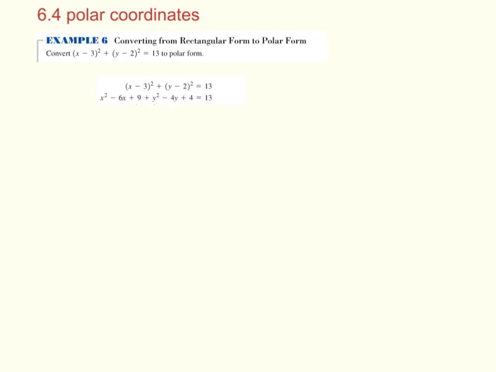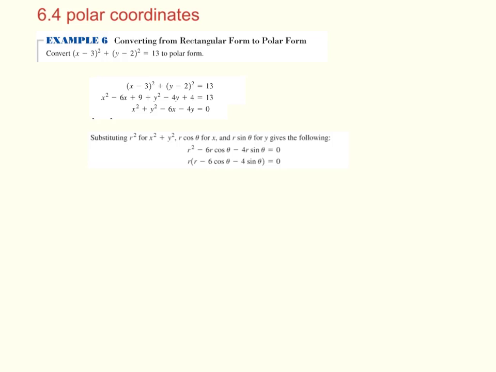So we start by taking the x minus 3 squared and the y minus 2 squared, and we go ahead and FOIL those out, and that is what gives us this equation right there. We simply FOILed out the x's, FOILed out the y's, and there we go. Combining like terms, we end up with x squared plus y squared minus 6x minus 4y equals 0.